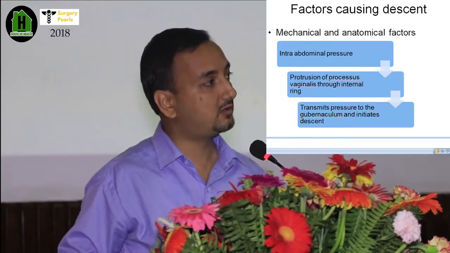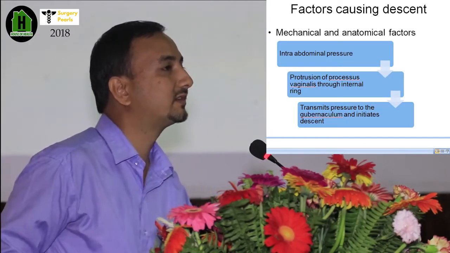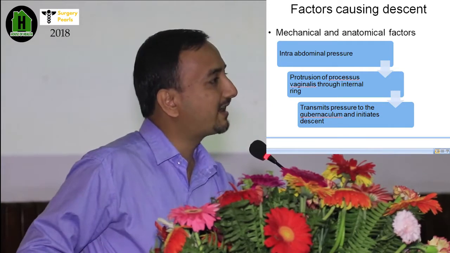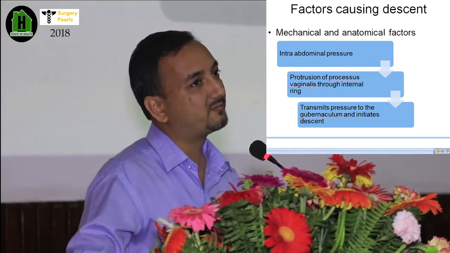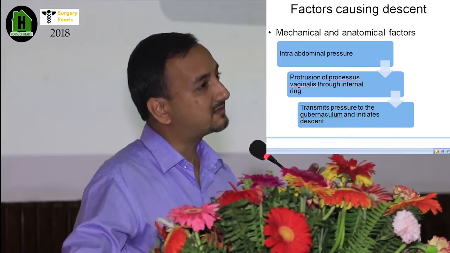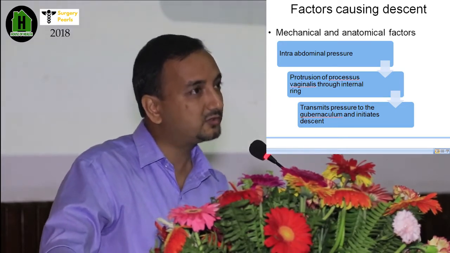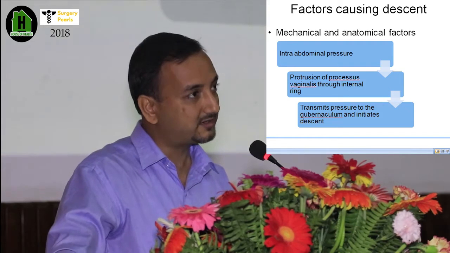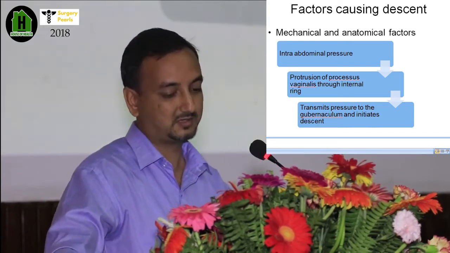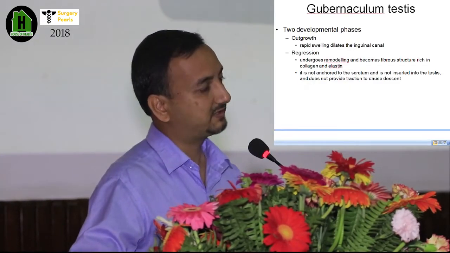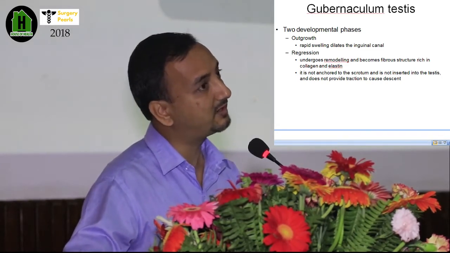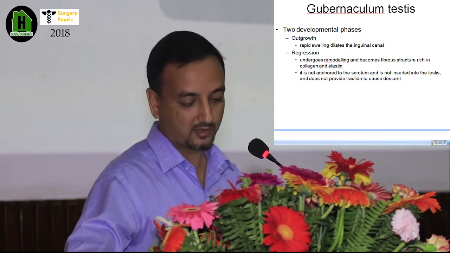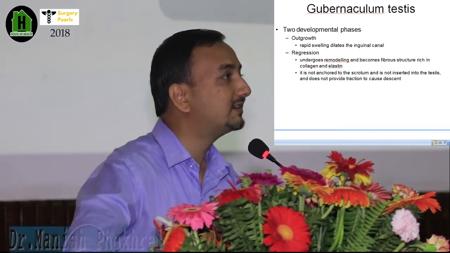So what are the factors that cause testicular descent? You all know that the most important factors for testicular descent are the mechanical and anatomical factors. The most important is the intraabdominal pressure. That is the pressure that drives a part of the peritoneum into the developing internal ring so that it forms the processus vaginalis, right? And that processus vaginalis transmits the intraabdominal pressure into the inguinal canal at the tip of the gubernaculum testis, and that starts the descent.